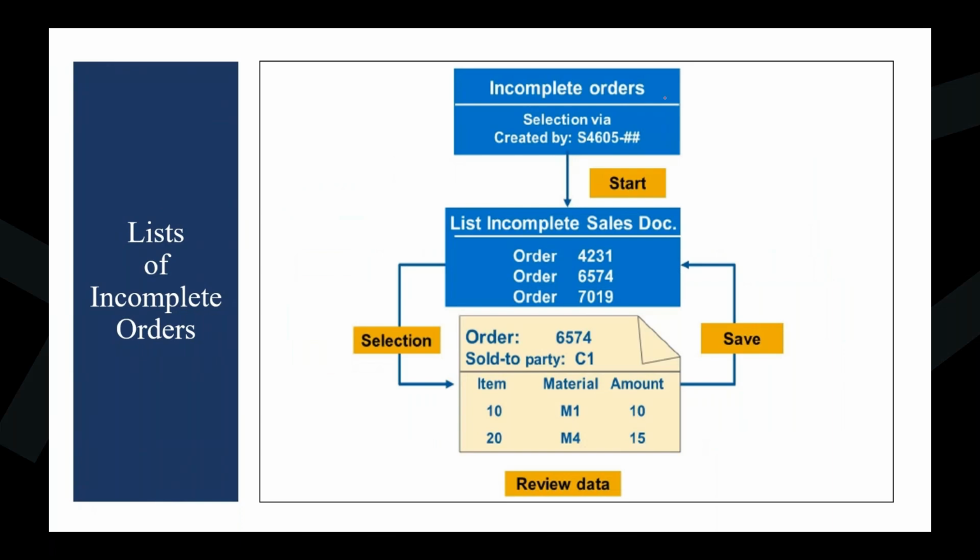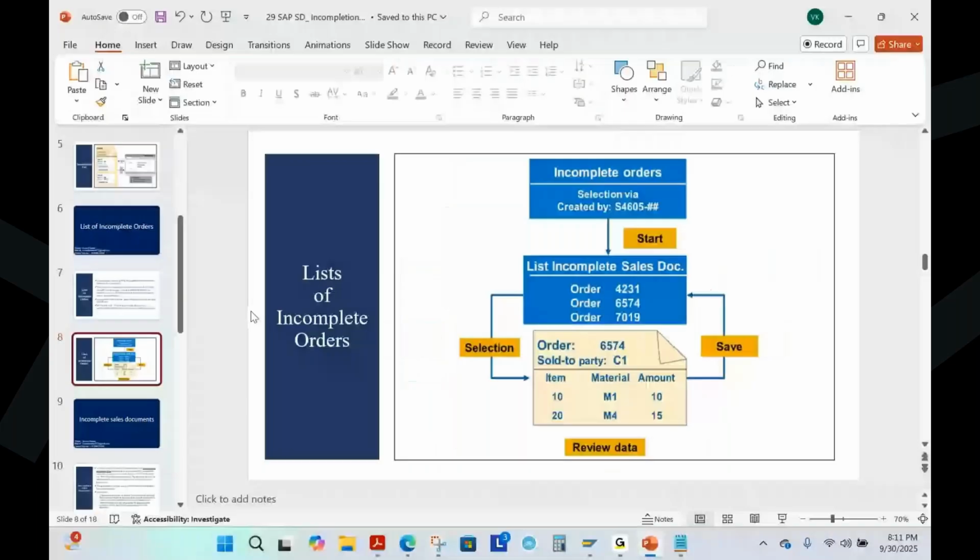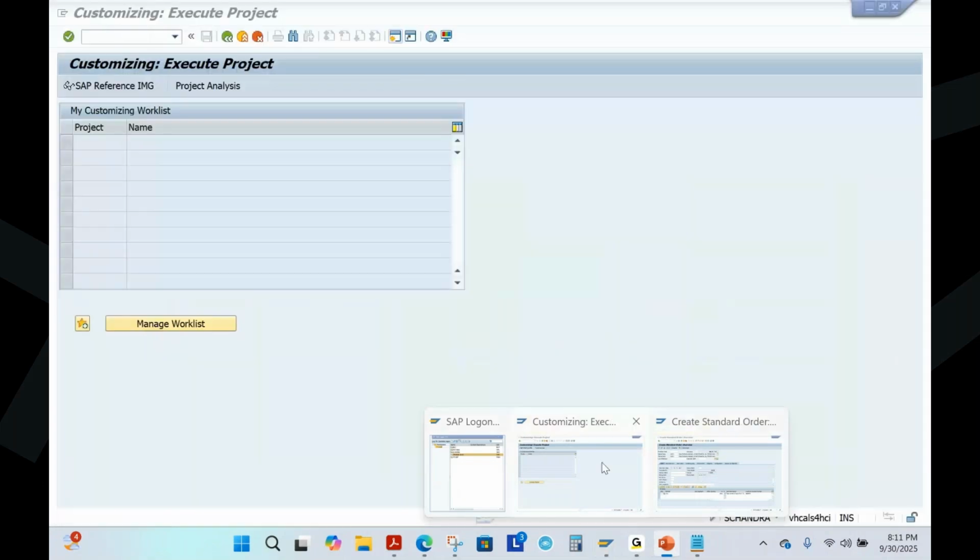So you execute the report, incomplete orders. You can select via various criteria. Then you start it. The system will give you all the incomplete orders. Okay. You will select a particular order. Suppose let's say in this case, you want to complete the order 6574. Select this order, go to the order, you review the data. Okay. That means you enter all the incomplete information. Then when you save it, the system will take you back to the report again. Okay. So we will see how to see this both in Fiori and in GUI.